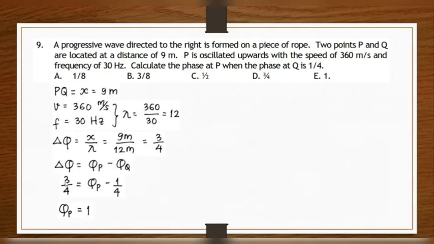Delta phi is 3/4. We want to find phi P, and phi Q is 1/4. So the phase at P is equal to 1/4 plus 3/4 equals 1. So the answer is E.